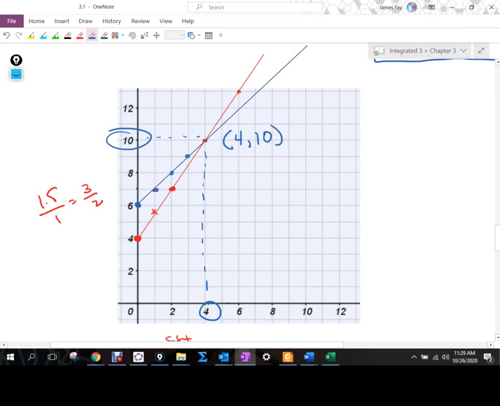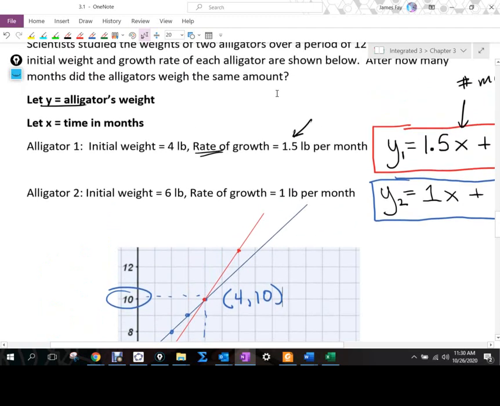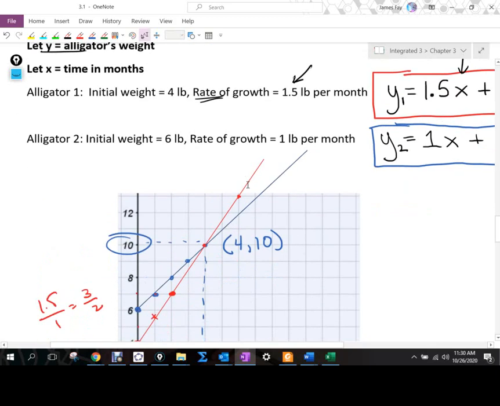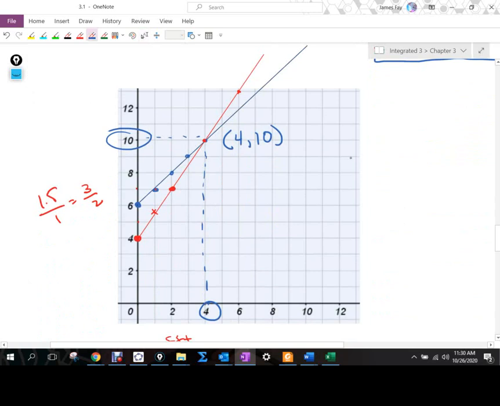Well, what was x representing in our equations? X was the time in months, right? And y was the alligator's weight. So right here, that number is months. That number is a weight. And what we're seeing there is that these two alligators at 4 months both weigh 10 pounds, right?